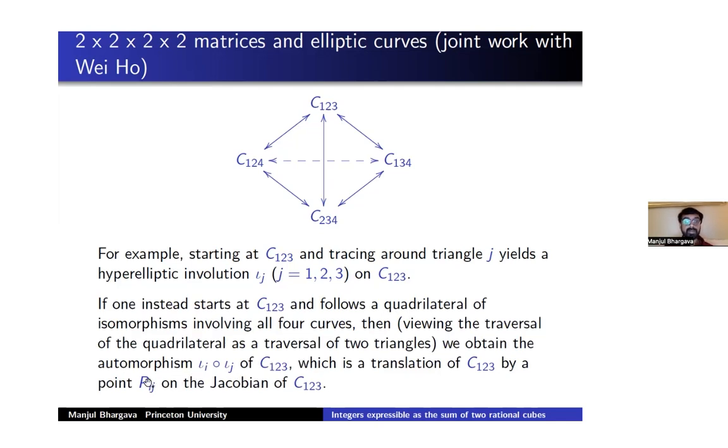And I'm calling it Pij because there are three different quadrilaterals that you could take around, starting at C123. And so you have a P12, a P13, and a P23. So you get three points on the Jacobian, and you end up translating by that, by going around three different possible quadrilaterals here.